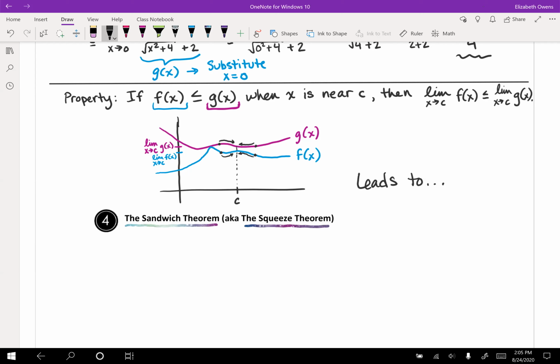So here's the setup for this. If we have g of x, and that is less than or equal to f of x, and f of x is less than or equal to h of x, when x is near c.